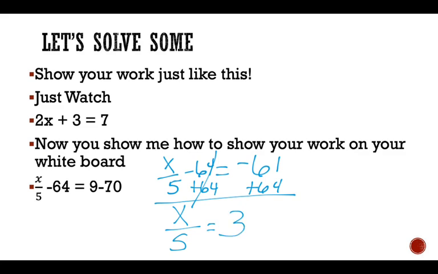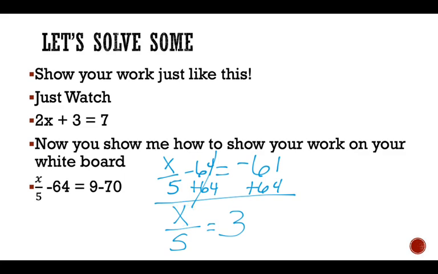We can do this 2 different ways. This is a sentence. This says some number divided by 5 equals 3. Some number divided by 5 gives you 3. What is that number? 15. One more time, Zeb. What number divided by 5 gives you 3? 15.